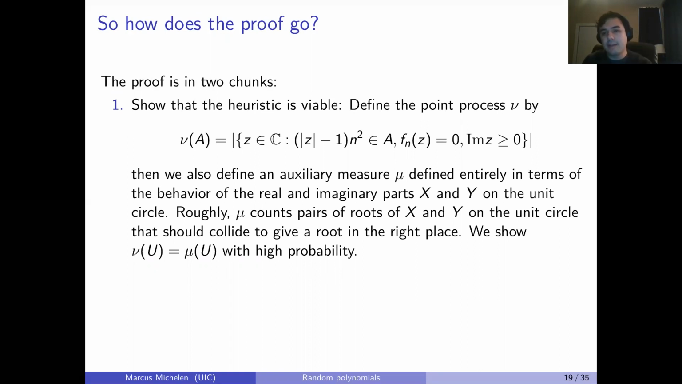I know this is a lot of text, but all we're saying here is if I look at the point process we want to compute, which is I look at the roots of my polynomial near the unit circle and rescale them properly, then we want to show that I can approximate this measure with one that only looks at pairs of roots on the unit circle that should collide to give us a root in the right place. So we want to show we can take the measure we care about and replace it with a measure that depends only on the behavior on the unit circle. So the first big chunk of our proof is to show that for any given set, these two agree with high probability.